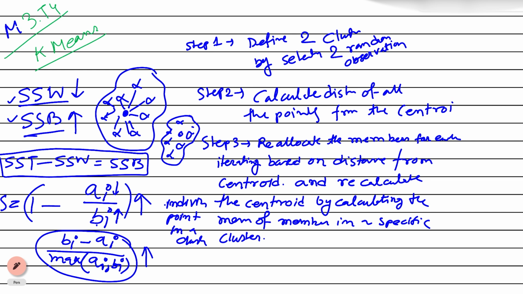So these are the two metrics that will be very useful to measure the efficiency or quality of your clustering. Hope you understood this concept of clustering, k-means clustering, and how the quality of the clustering can be evaluated with the help of two things: SSW, sum of square within, and SSB, sum of square between, and the Silhouette score.